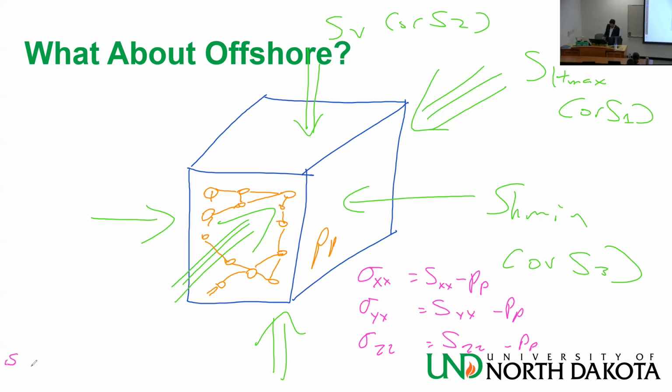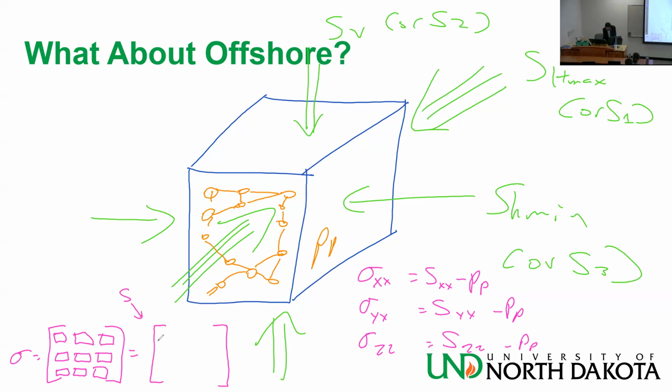Principal. Yeah, but on the left side, I want to solve for the sigma matrix. I don't care what the values are. It's a 3 by 3, right? And to get this, I have the S matrix, which has different values.